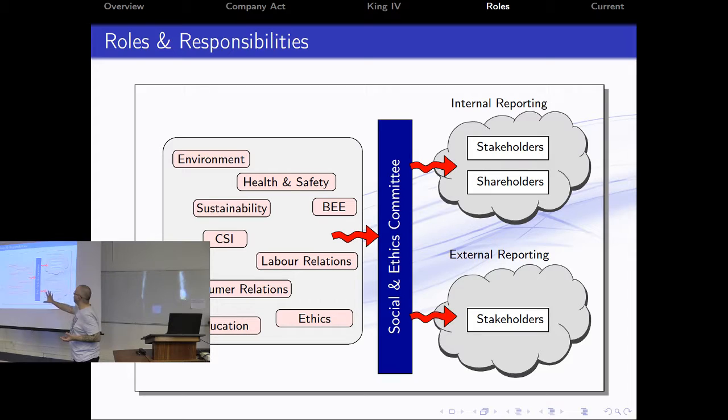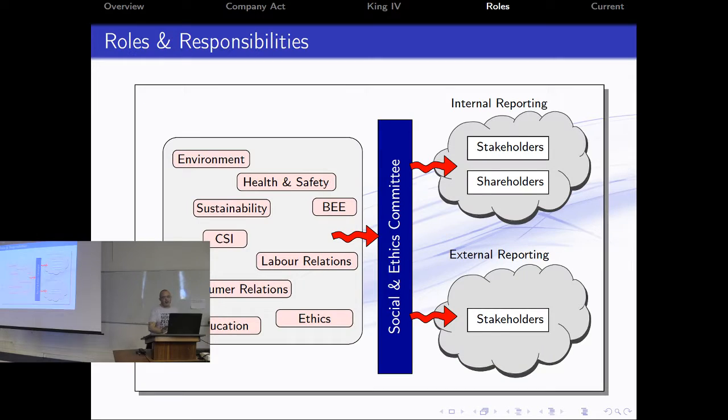So we can look at this in a broader picture. We have a whole bunch of different aspects that we need to look at, and as the Social and Ethics Committee, we're reporting back really to two groups. There's internal reporting within our organisation to the shareholders. We have to make sure that our shareholders are aware that we're doing things in a socially responsible way, but also to the stakeholders, one of which is the board. But then there's also external reporting. We need to let the broader community and society know that we're doing things in a socially responsible way, so we also need to report to external stakeholders.